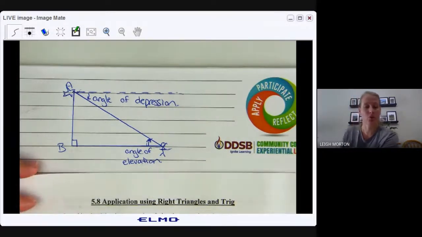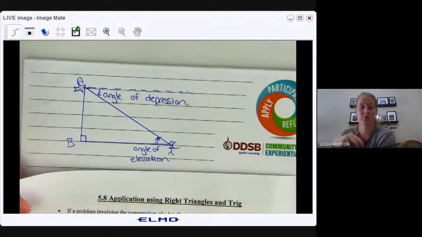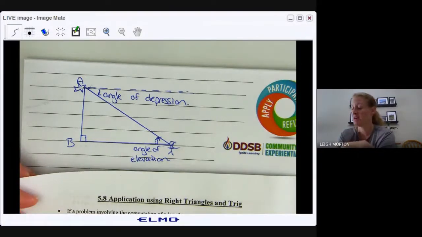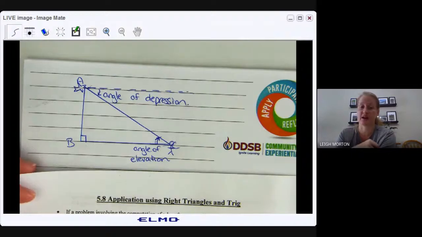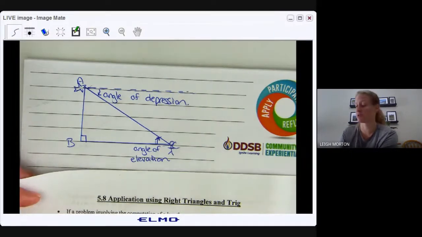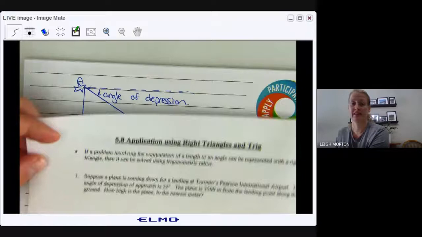What's different today about the word problems that we're going to do versus the word problems I gave you in the worksheet on Tuesday is I'm no longer providing you with a diagram. So you are going to have to draw some diagrams on your own. Let's get started.